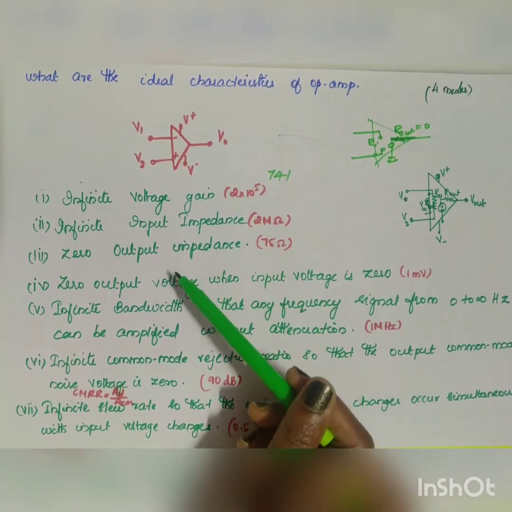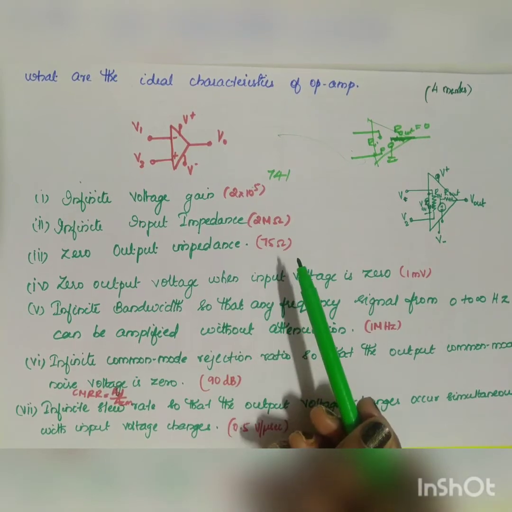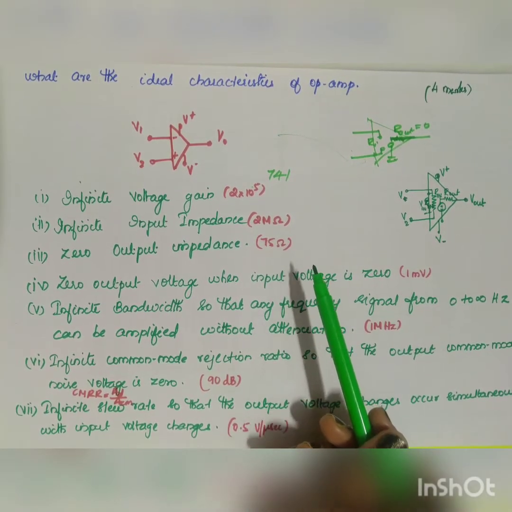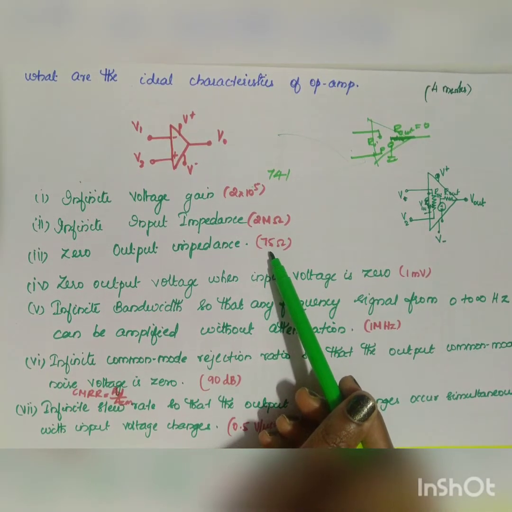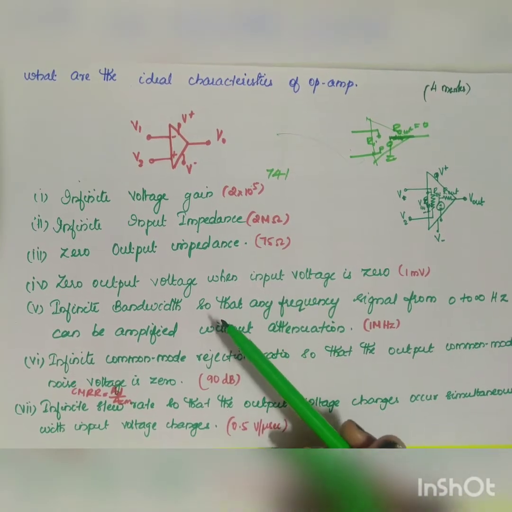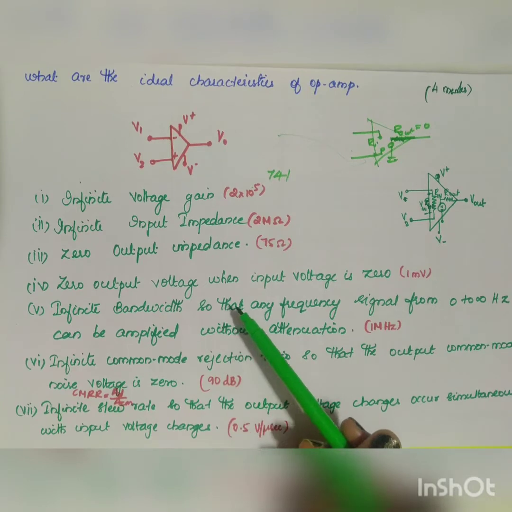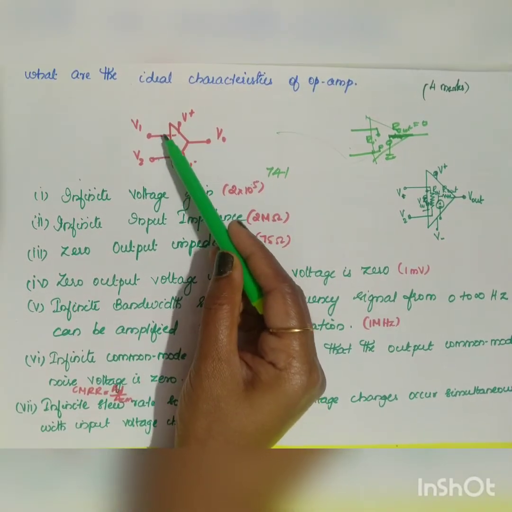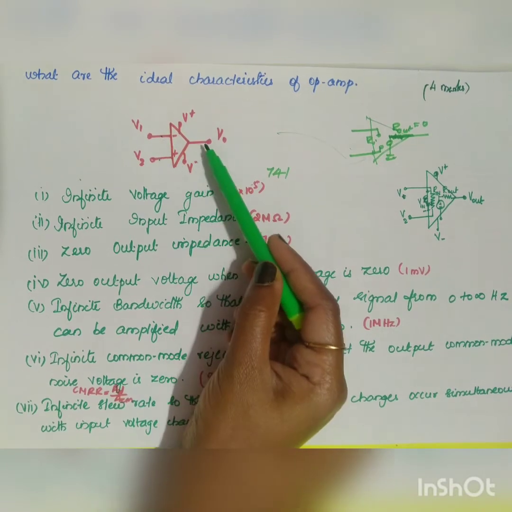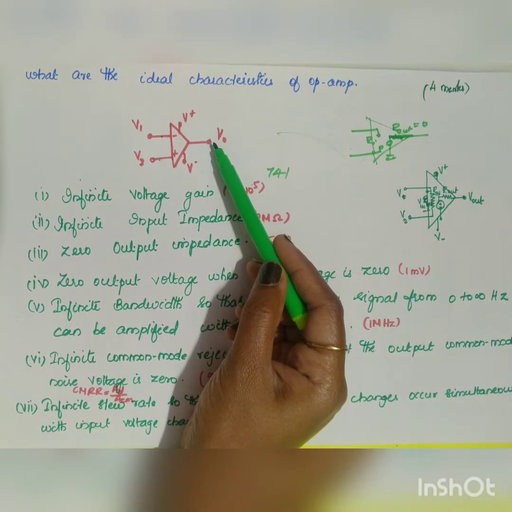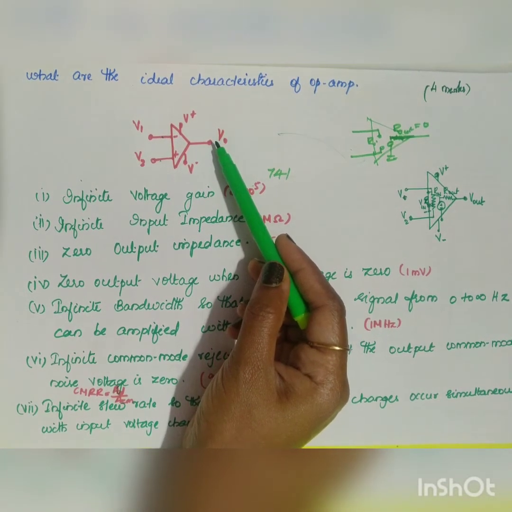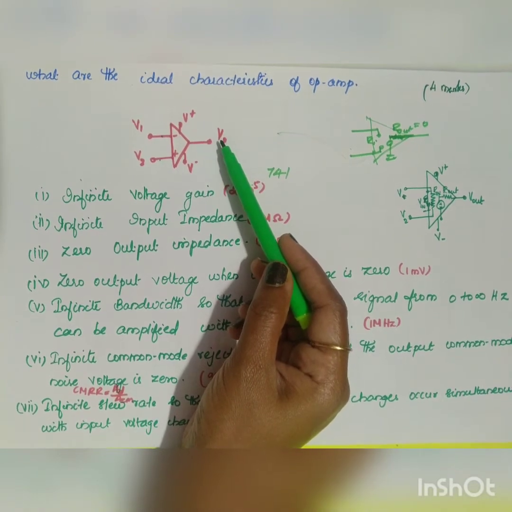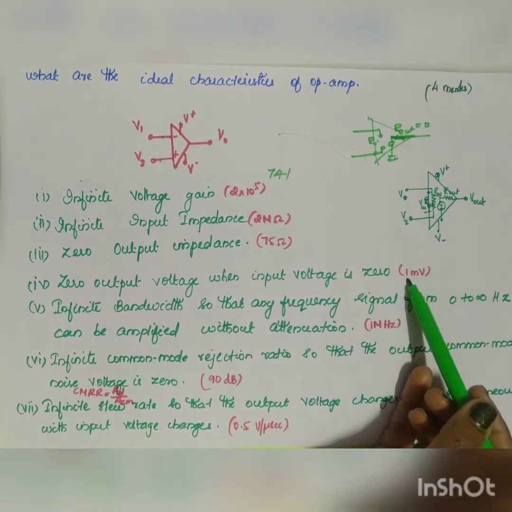Output impedance, zero output impedance, but in practical case you will be having a very small impedance in the range of ohm. So the value for 741 is 75 ohm. Then the zero output voltage when the input voltage is 0. So actually when you apply input as 0, you should get the output also equal to 0, but practically it is not possible. You will be having a very small voltage in the output in the millivolt range.